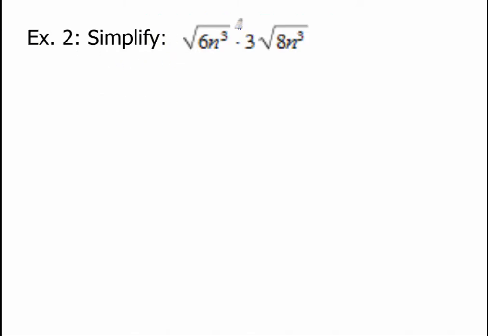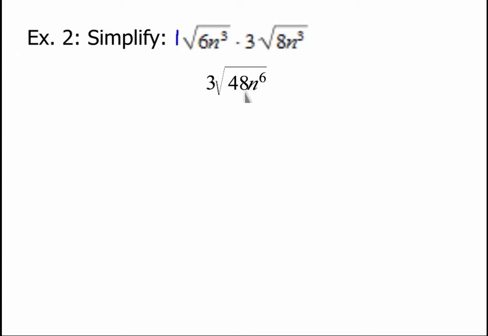So here I want to simplify the square root of 6n cubed times 3 times the square root of 8n cubed. If we think about this, we want to go outside times outside, inside times inside. This one is just 1 times on the outside, so 1 times 3 is just 3. Inside, 6 times 8 is 48, and n to the third times n to the third is n to the sixth. So this becomes 3 times the square root of 48n to the sixth.